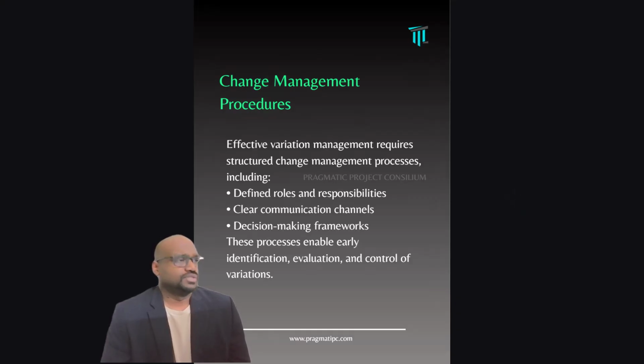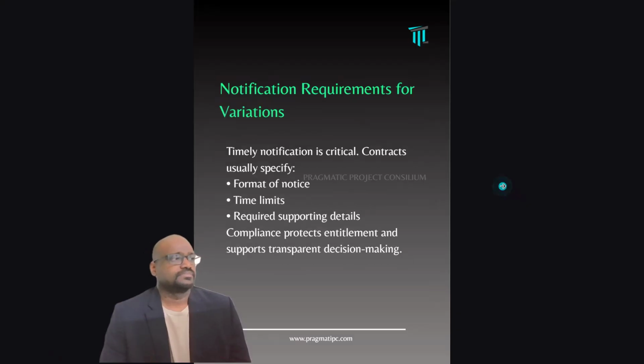What is a change management procedure? Effective variation management requires a structured process, because every time you get a variation, it should not be an ad hoc process, it should be a structured process. So it defines the roles and responsibilities, the clear communication channel, the decision-making frameworks, and the dispute escalation frameworks. The process enables early identification, evaluation, and assessment of the impact of these variations inside the project, and control of the variations.